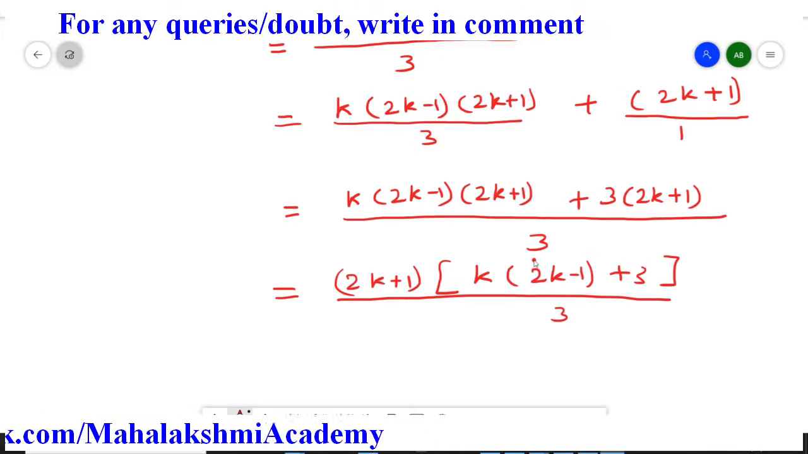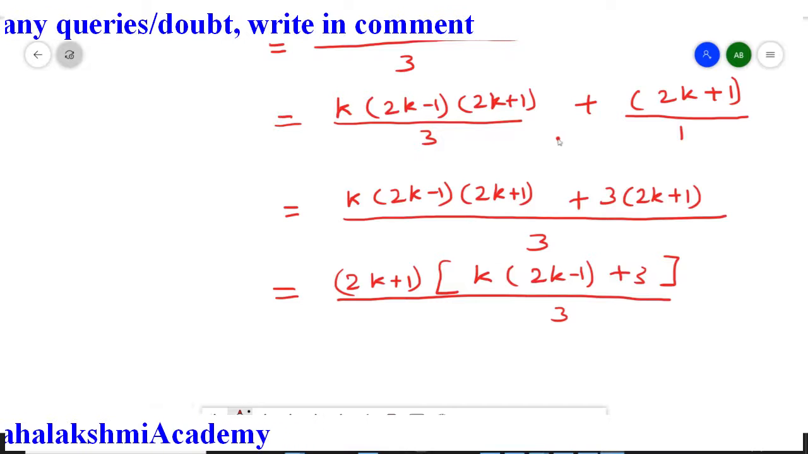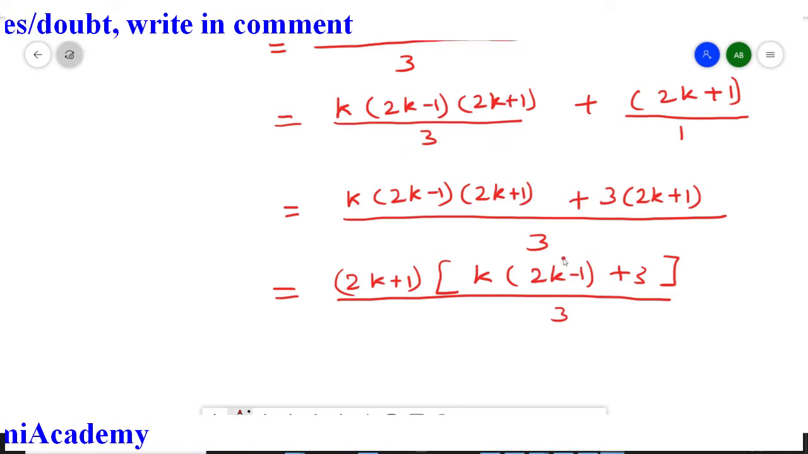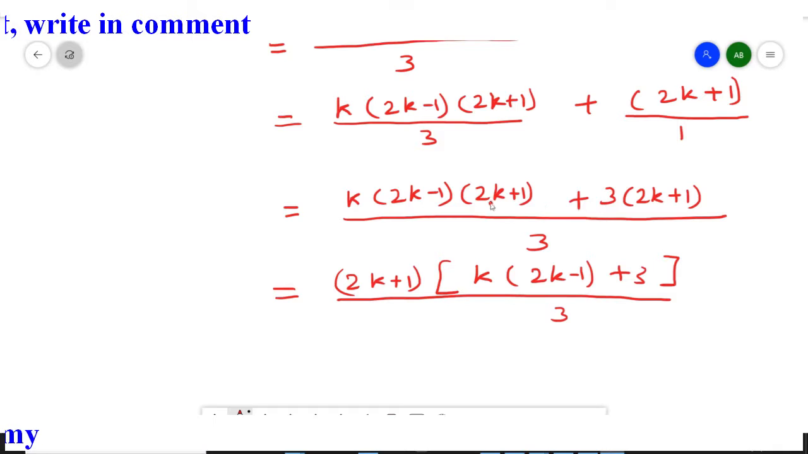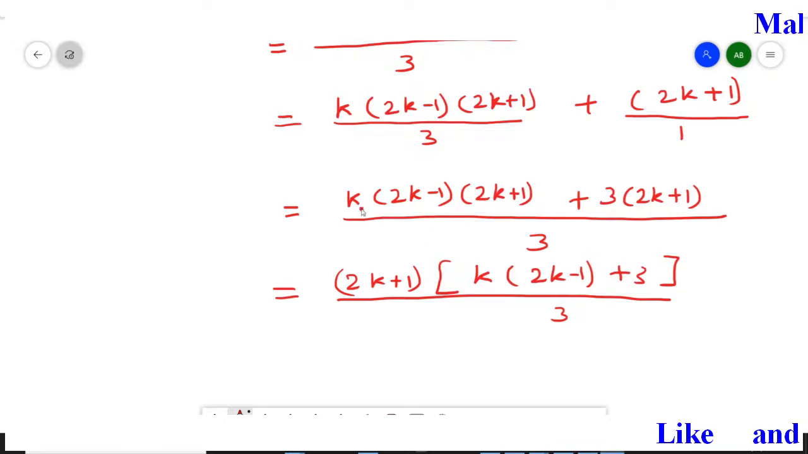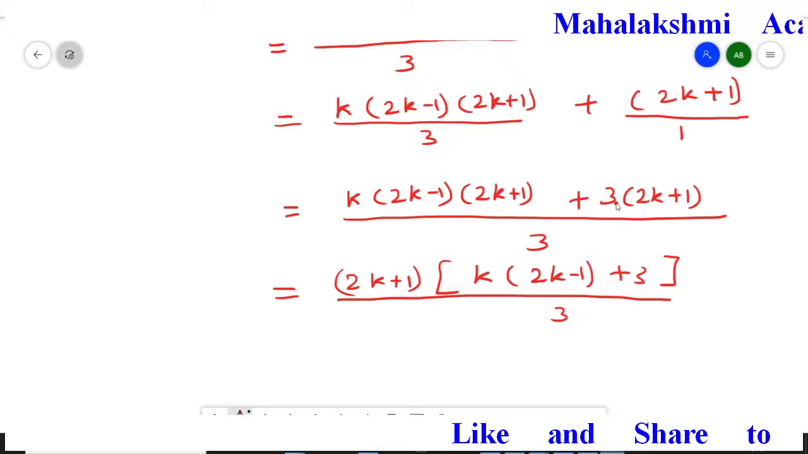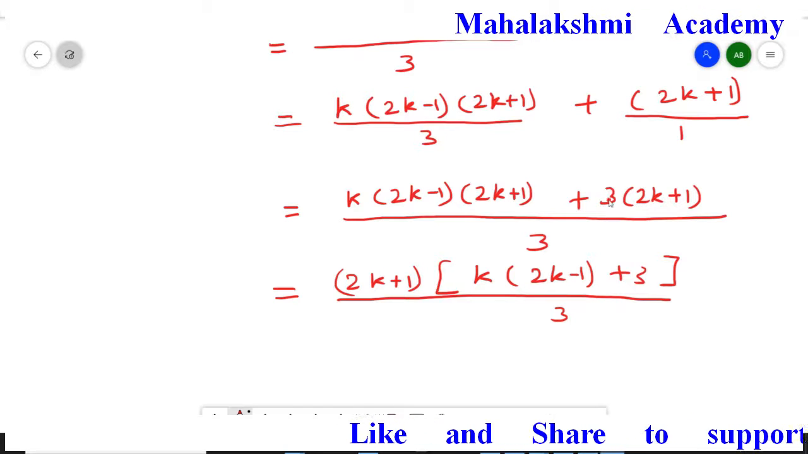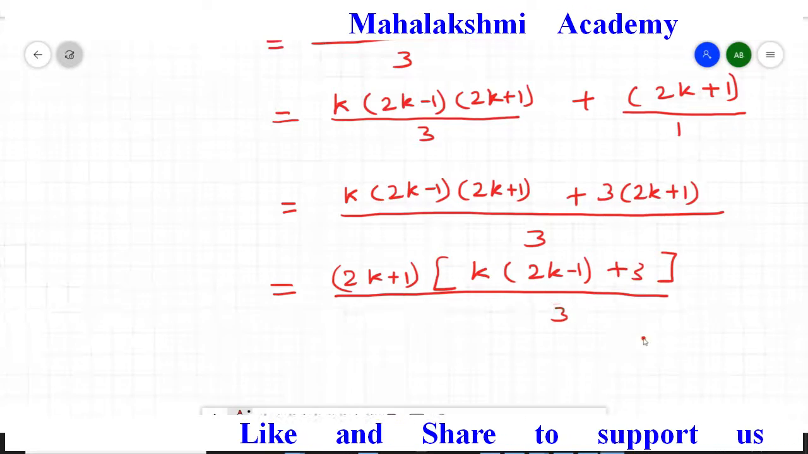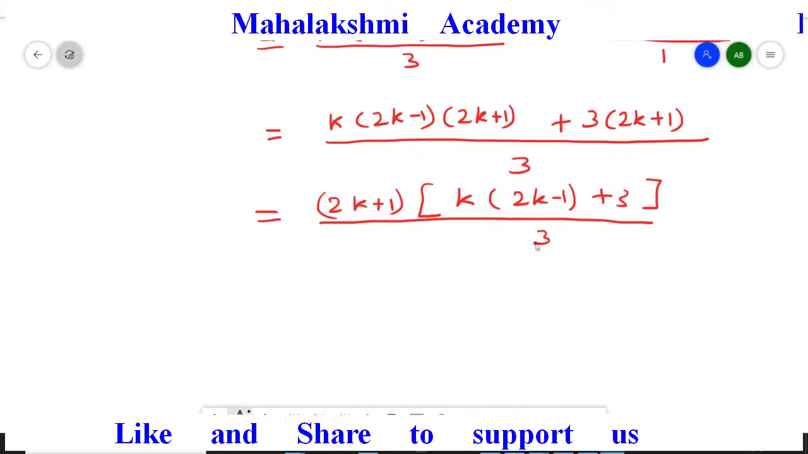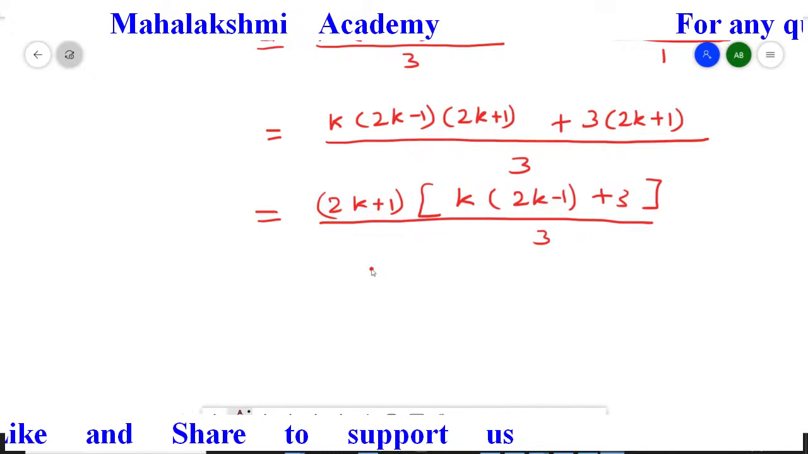I hope this step is clear to you. Firstly, I took the LCM. The LCM is 3, so I obtained 3 here. After that we can see that in the first term and second term the (2k plus 1) bracket is the same, so we'll take it common. From here k(2k minus 1) remained after taking common, and here after taking common we remain with 3. Now we'll solve this big bracket and keep the rest as it is.